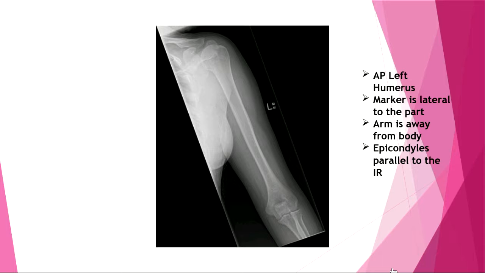Again, if we look at this, this is an AP of the left humerus. The marker is lateral to the part. The arm is pulled away or abducted from the body slightly. And notice the epicondyles are parallel to the IR. You can tell they're parallel because you can see the joint space between the radius and the ulna. You can see a nice open elbow joint space, and nothing is elongated or foreshortened in the distal aspect of the humerus. And again, up here you can see the greater tubercle in profile and a nice image of the AP humerus.